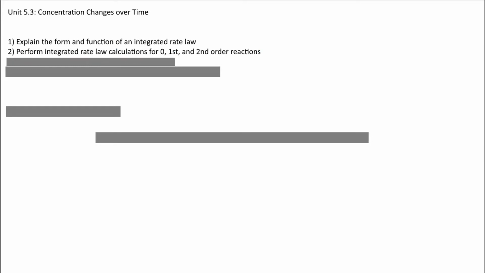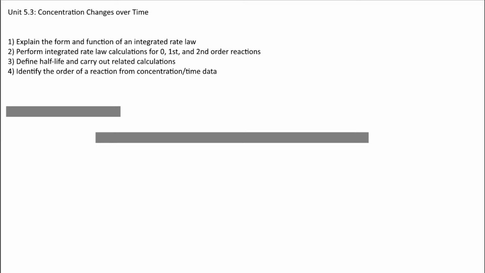My name is Angel Jimenez, and welcome to Unit 5.3, Concentration Changes Over Time. By the end of today's lecture, you should be able to explain the form and function of an integrated rate law, perform integrated rate law calculations for the zero, first, and second order reactions, define half-life and carry out the related calculations, and identify the order of a reaction from concentration or time data. Without further ado, let's get straight into today's lecture.